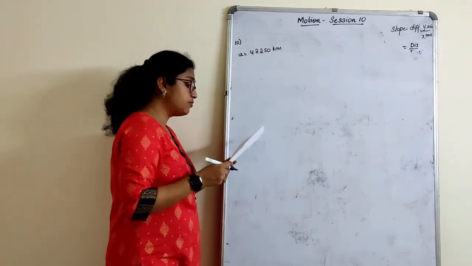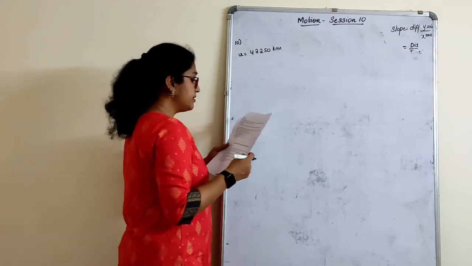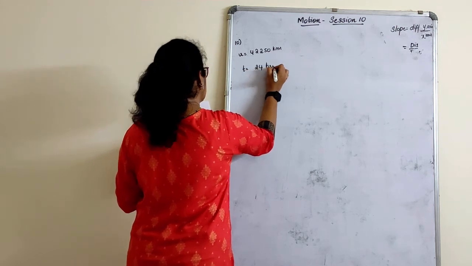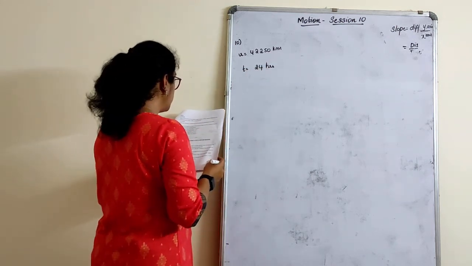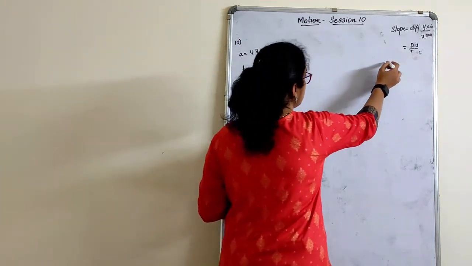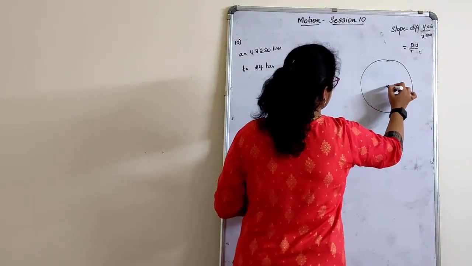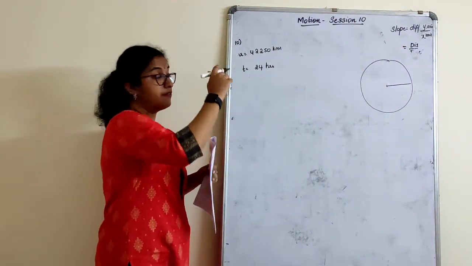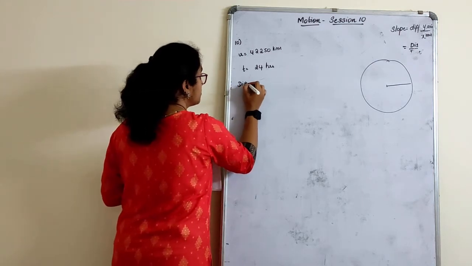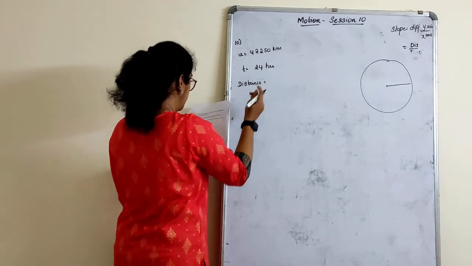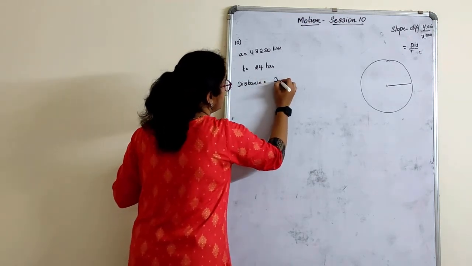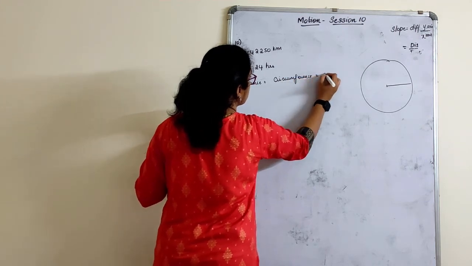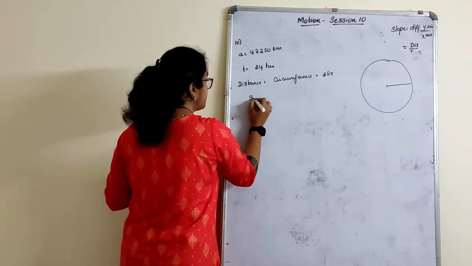So first write down whatever is given. Calculate its speed if it takes 24 hours. Time is equal to 24 hours to revolve around the earth. Now first of all, it is moving in a circular orbit. This is the radius. Now time taken to run, what is it? Distance, what is it? Path traveled. Distance, if I have to talk about, is the circumference, 2 pi r.